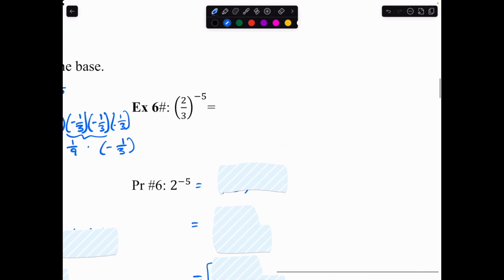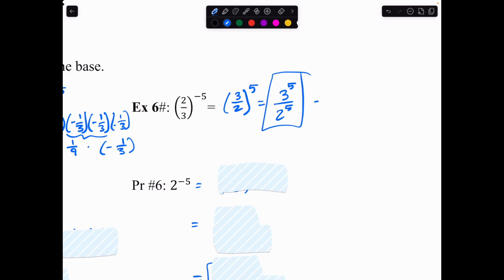Last example, we have 2/3 to the negative 5th power. The reciprocal of 2/3 is 3/2. And now I can say that's a positive 5 in our exponent. And according to our exponent rule, our quotient rule rather, 3 halves to the 5th power, that's 3 to the 5th power over 2 to the 5th power. You can leave it like that, or if you'd like, you can multiply it out and say it's 243 over 32.